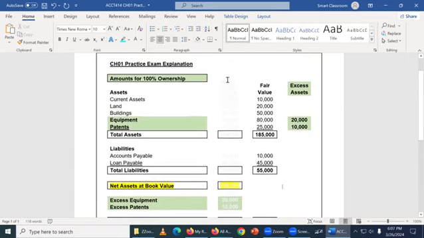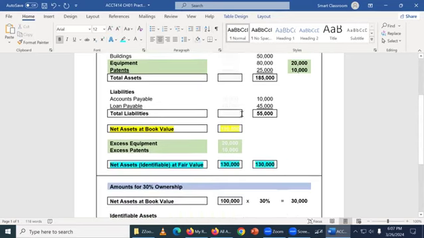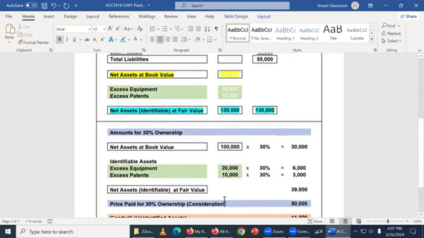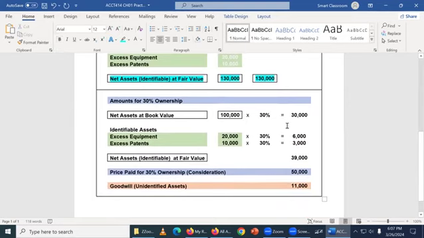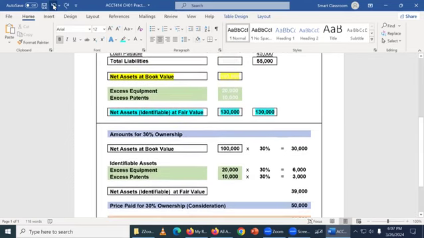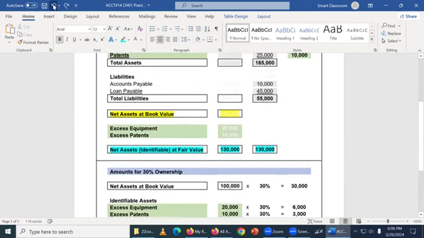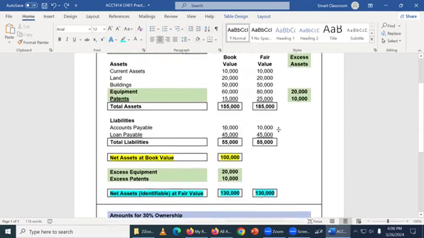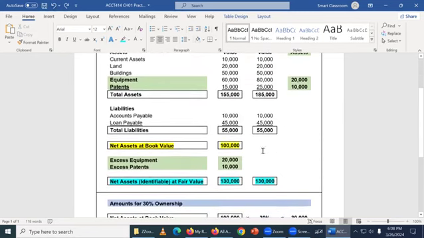By the way, from here on out, we're going to do 100%, and I usually show it this way with the fair values and the excess assets. And then down here is just how we split it up. I don't think people had too much problem with that. So they can show it to you a few different ways, and I show it both ways because that's the way some of the problems in the book were.